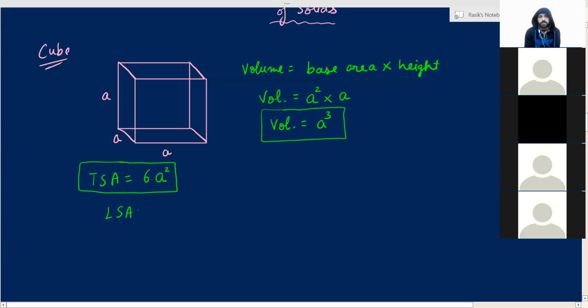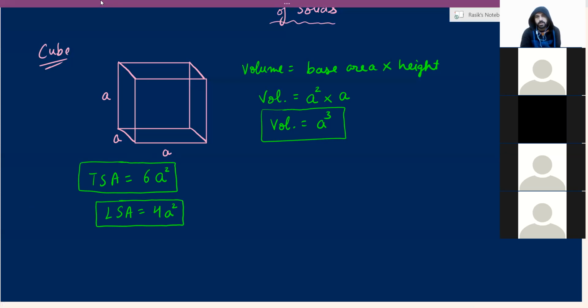Lateral surface area: 4A square, because we are adding only the areas of the walls. There are four walls in a room. If the room is a cube, there are four walls and all the four walls are square in shape. Area of each wall is A square. So area of four walls equals 4A square. 4 multiplied by A square. Written?